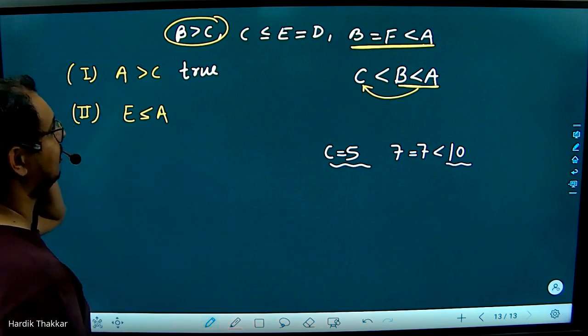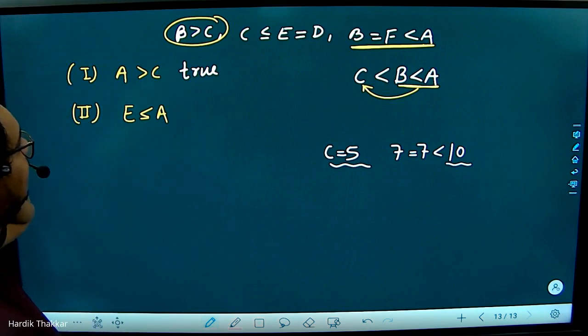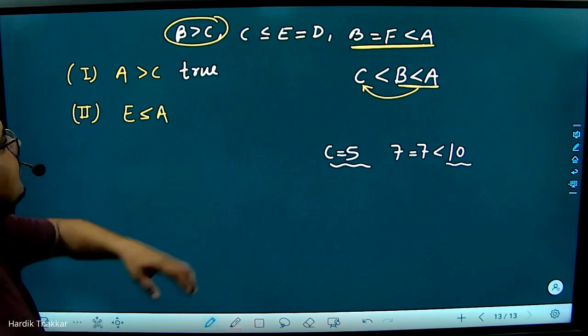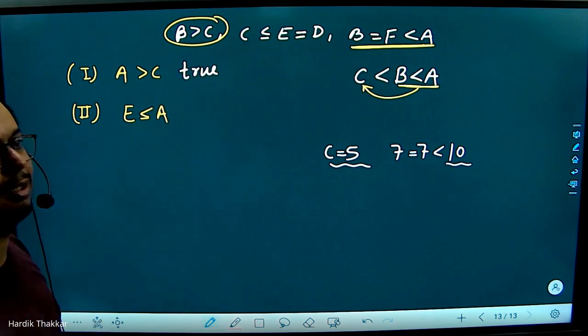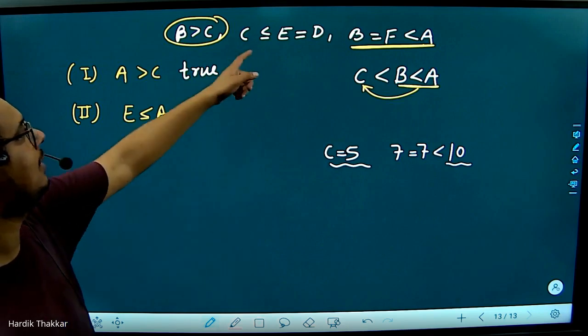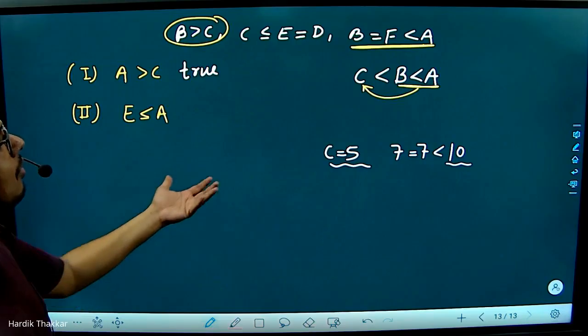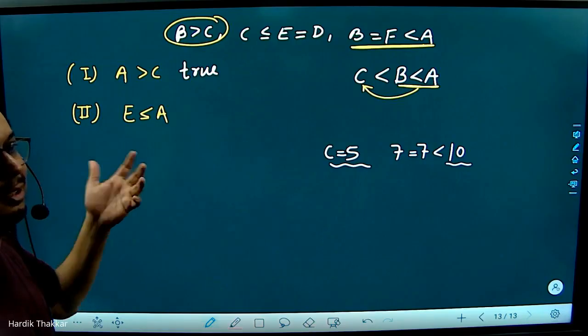Just wait. The second condition may not be true. We cannot conclude anything about this, because E can be 11 also. It says that E is greater than or equal to C, so E can be 11 also. It is not necessary that it is less than 10.